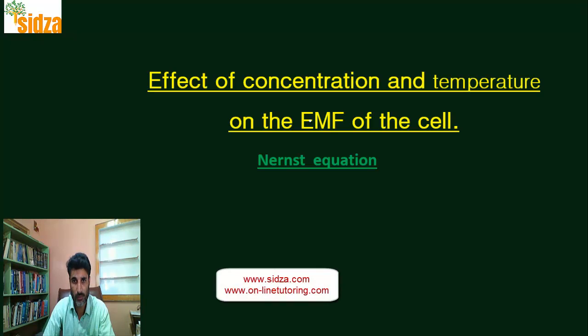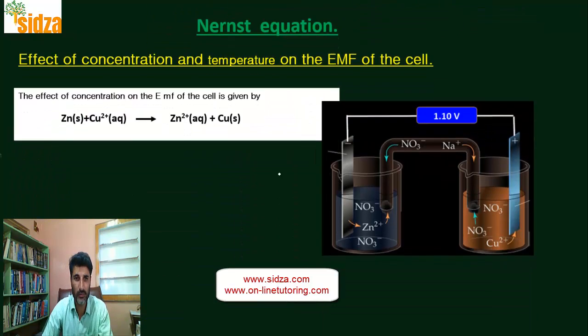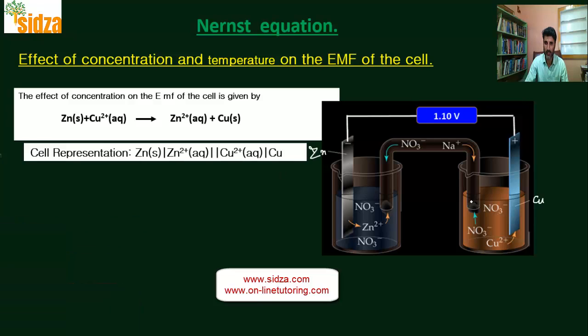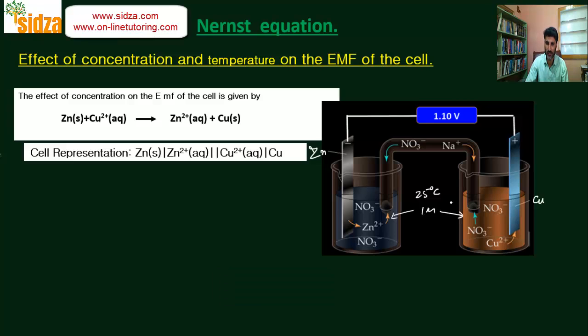EMF of a cell can change by changing the concentration and the temperature of the two electrodes. The Nernst equation helps us find the quantitative effect of the concentration and the temperature on the EMF of the cell. Here in this galvanic cell, the zinc electrode and the copper electrode under the standard conditions means 25 degrees Celsius and 1 molar concentration here and here.